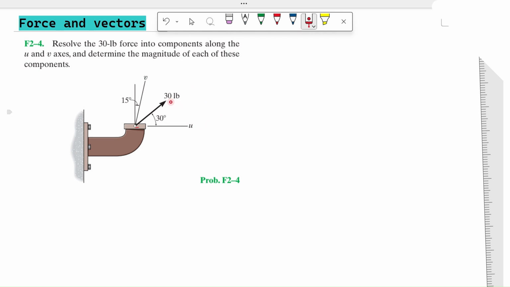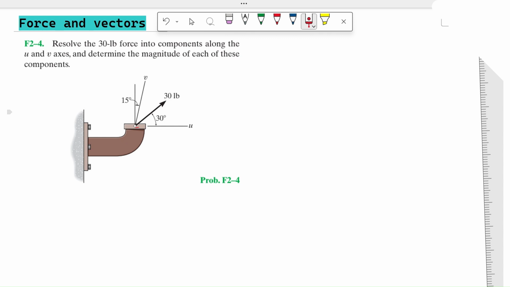So for this, we will be constructing a line which is parallel to this axis. Here we will be constructing a parallel line. So this will be the FV, and this will be the FU. After that, you can see that this is a triangle. So we'll be using the sine law and we'll be determining the value of FU and FV respectively.